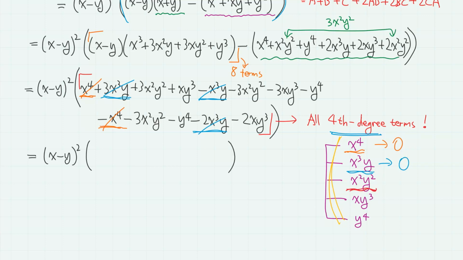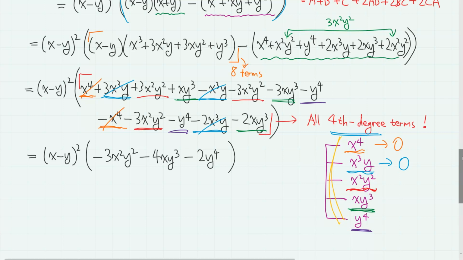Next, for x squared y squared terms, we have plus 3x squared y squared, minus 3x squared y squared, and minus 3x squared y squared. So in total, we have minus 3x squared y squared. For xy cubed terms, we have plus xy cubed, minus 3xy cubed, minus 2xy cubed, so we have minus 4xy cubed. And finally, for the y to the 4th power, we have minus y to the power of 4 and minus y to the power of 4, so we have minus 2y to the power of 4.